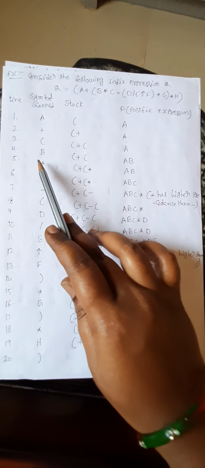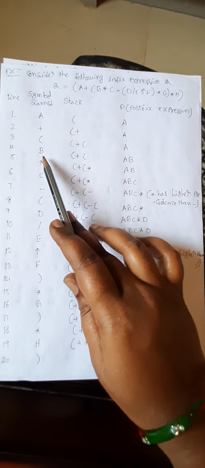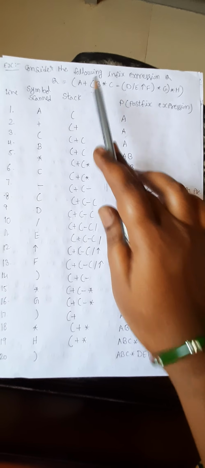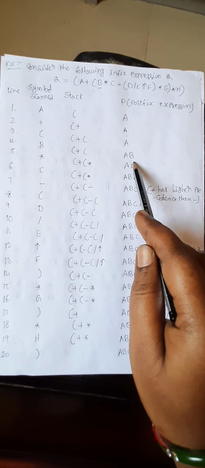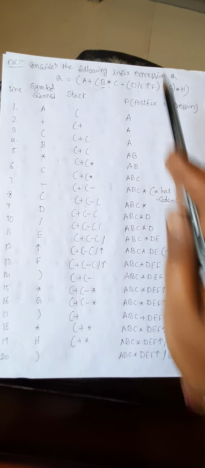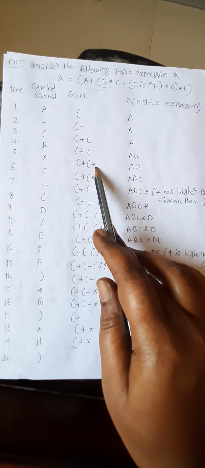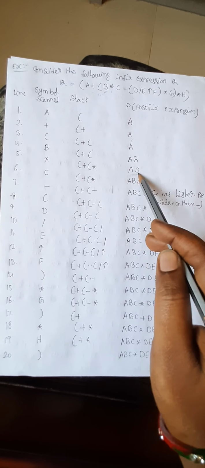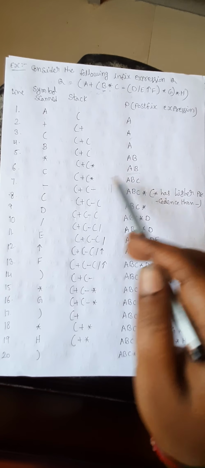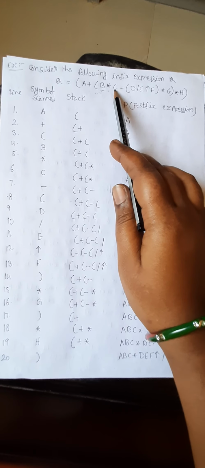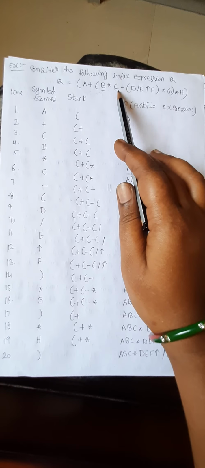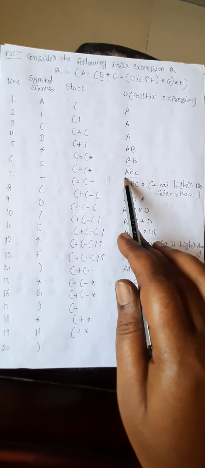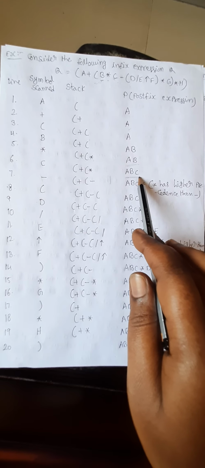At that time, the next operand is B. Here B will be added, and after that the multiplication will be added. Here this is AB, only two operands contained in this postfix expression, and again after the multiplication symbol it contains C, so C is added, and the postfix expression will become ABC.